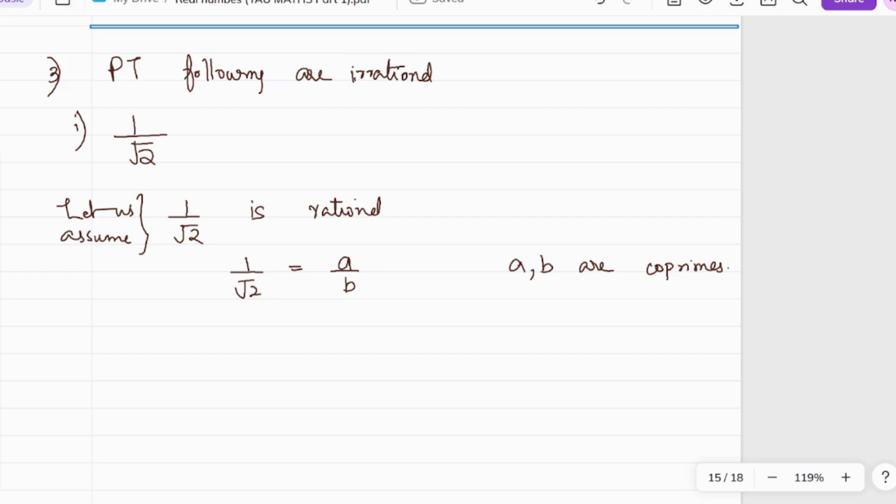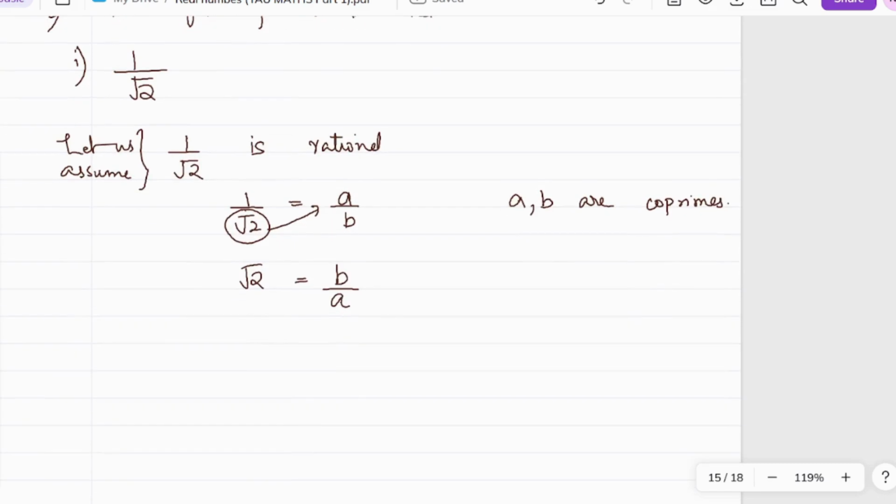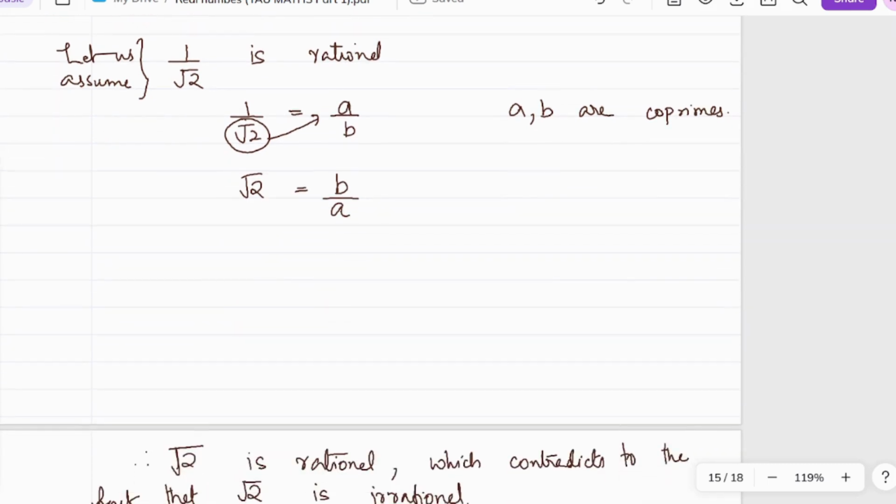So from here, what I can write? I need to frame an equation with root 2. I will take this root to the opposite side. So root 2 is equal to b by a. Or then what we can do? You can just reverse this. So root 2 will go to the numerator and 1 will come to the denominator. And similarly in the RHS, b will go to the numerator and a will come to the denominator if you are reversing the equation. Then now we got root 2 equal to b by a.